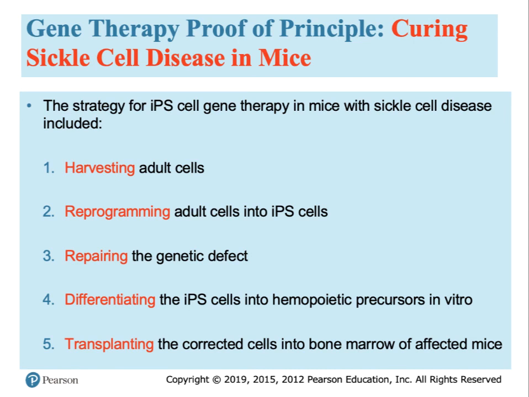There are some beautiful success stories in the literature. One of them is the curing of sickle cell disease in mice. The strategy is pretty straightforward. Mice adult cells are harvested. They are then reprogrammed into iPS cells using the transcription factors. The genetic defect is repaired.